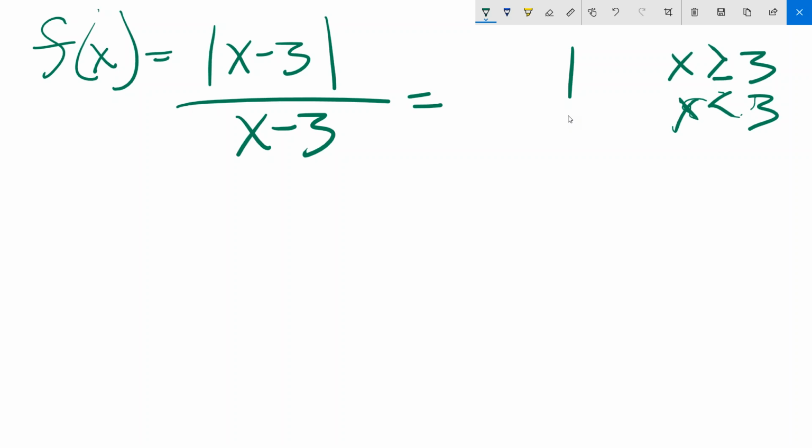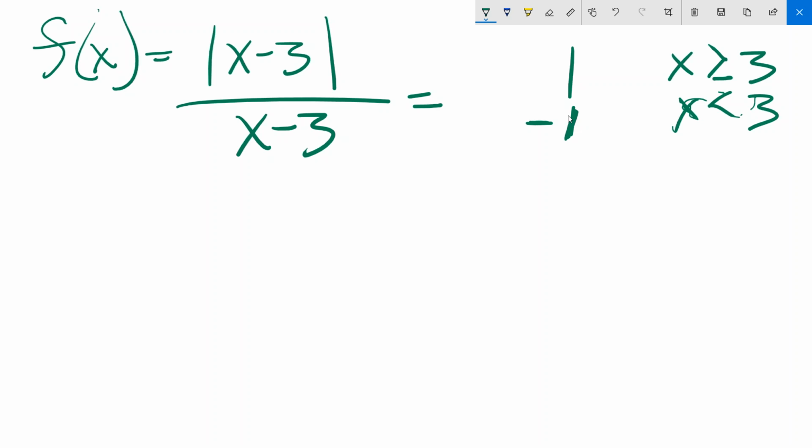Now let's make x a number less than 3. What if we make x 0? What's this thing equal to? It'd be 3 over negative 3, so negative 1. Right. What if we make x minus 10? It'd be 7 over negative 13. Still minus 1. It's not 7, it would be negative 13 over 13. Negative 13 over 13. Yeah, but it's still minus 1.